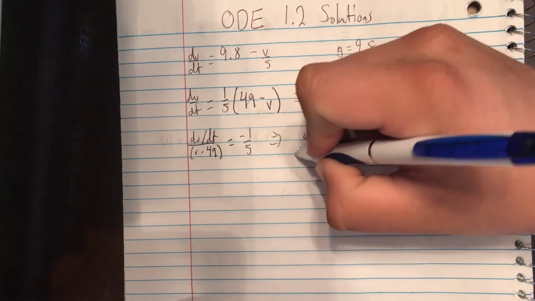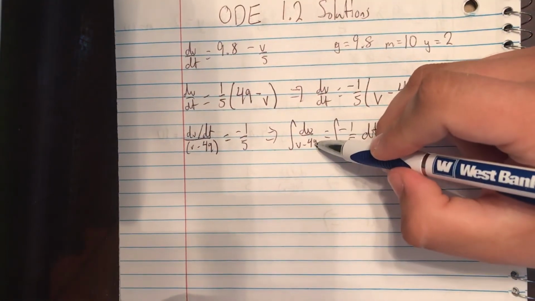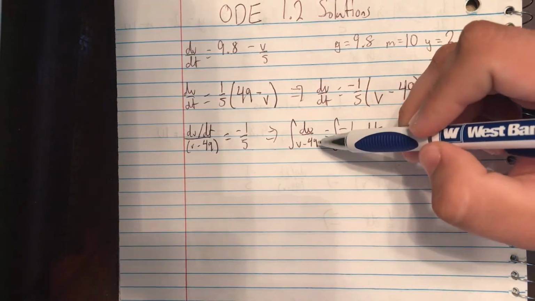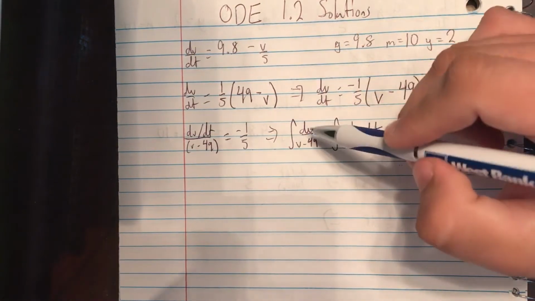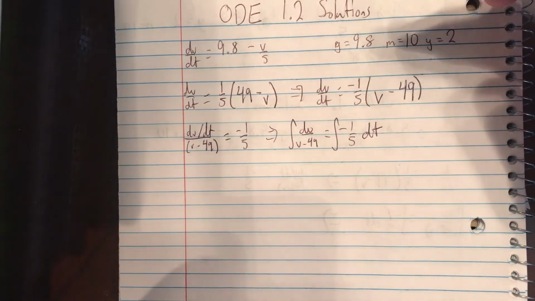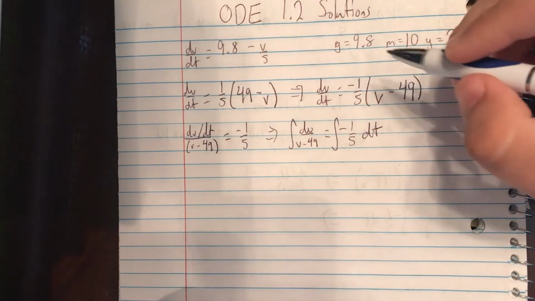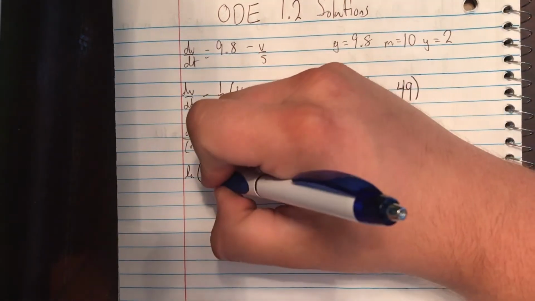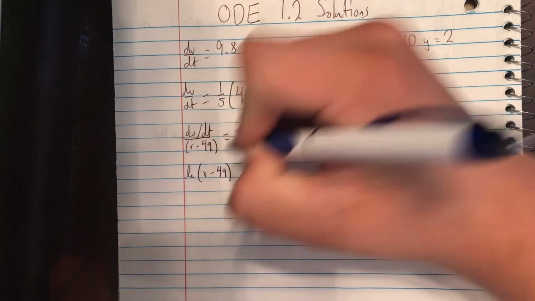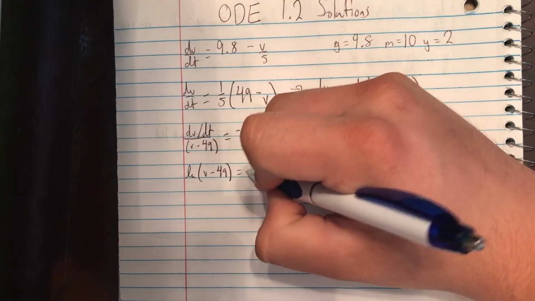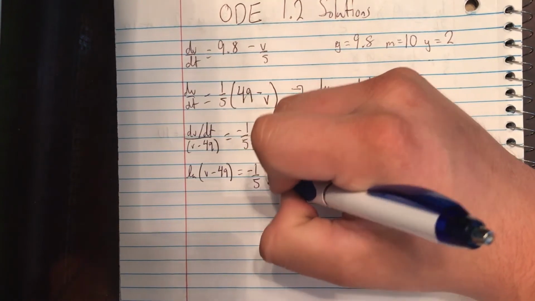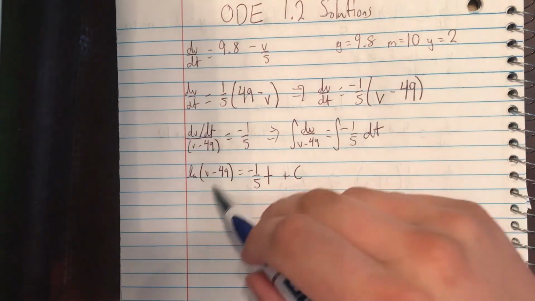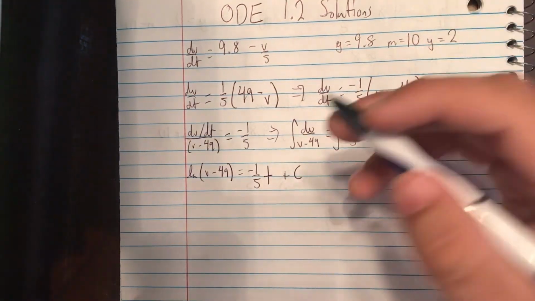We can integrate both sides. And we know this is a natural log function because it's 1 over v minus a constant, and you should know that from Calculus 1 or Calculus 2. So we'll have the ln of v minus 49, and that is going to be equal to negative 1/5 t plus c.